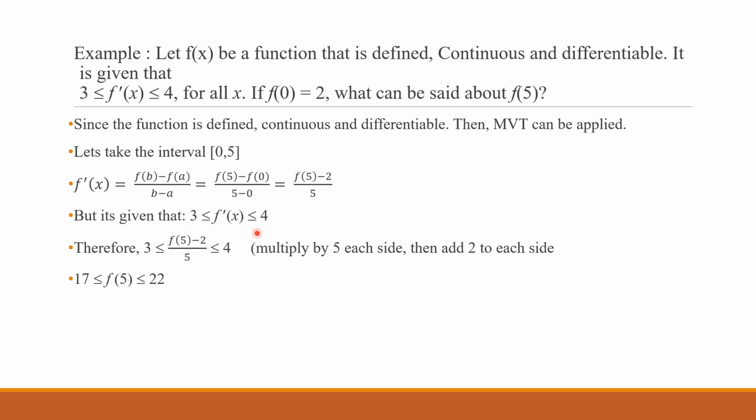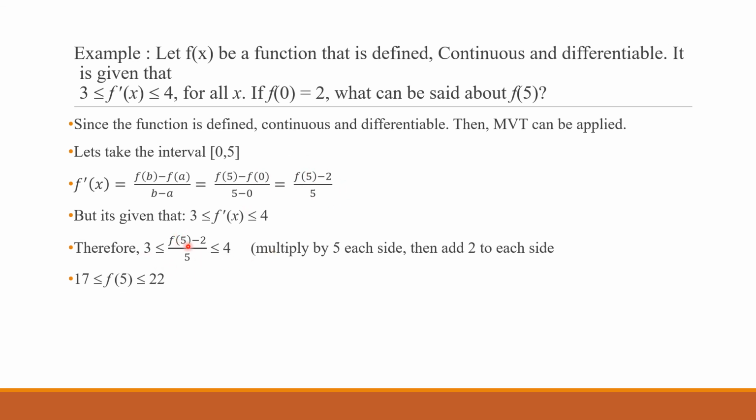But I also know that f dash of x is between 3 and 4 from what's given here. So what I'm going to do is substitute f dash of x with this formula here and then solve to understand what we can know about f of 5. So this is what I did. I put here f of 5 minus 2 over 5, the formula that I reached from the derivative, and I put the 3 and the 4 which are given.